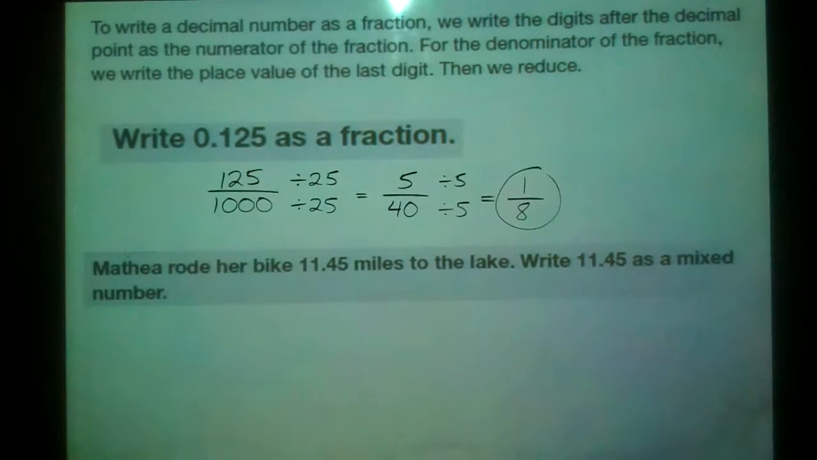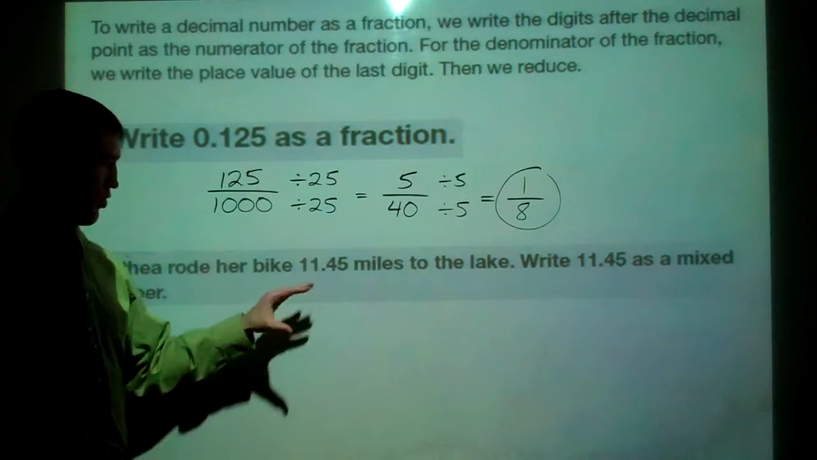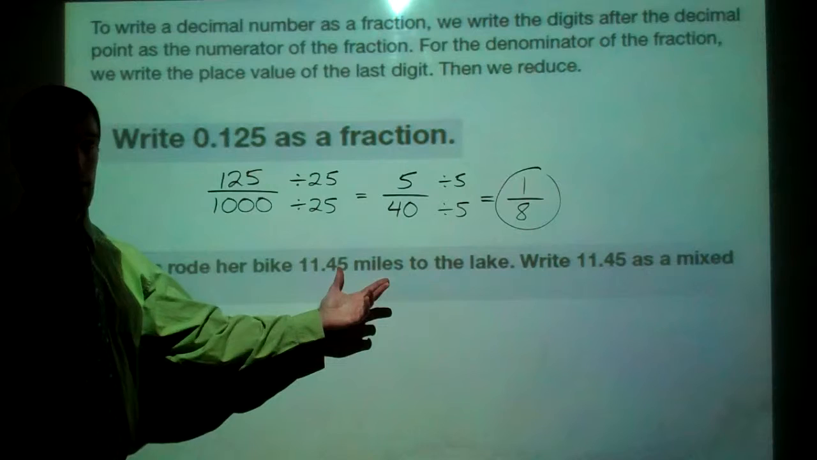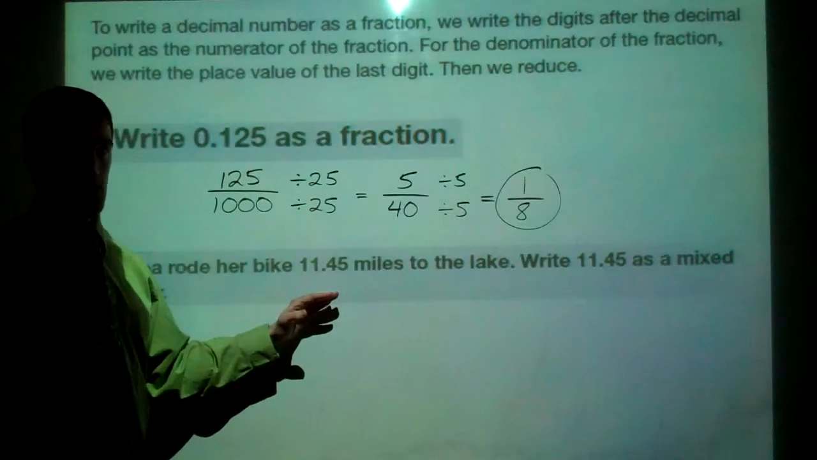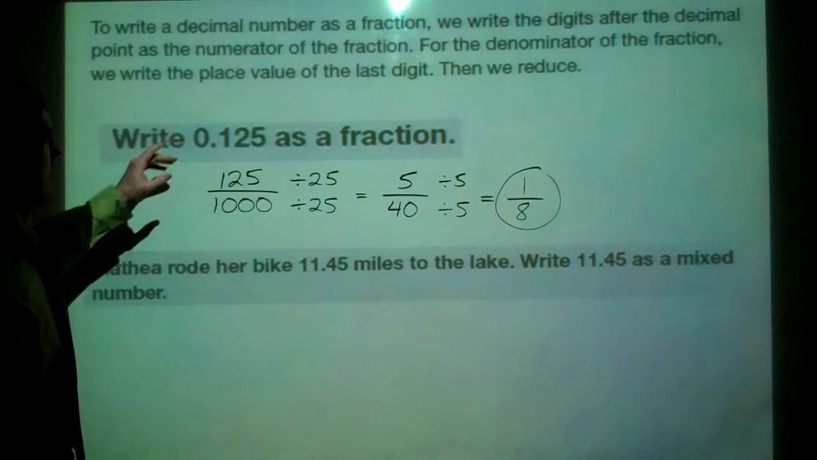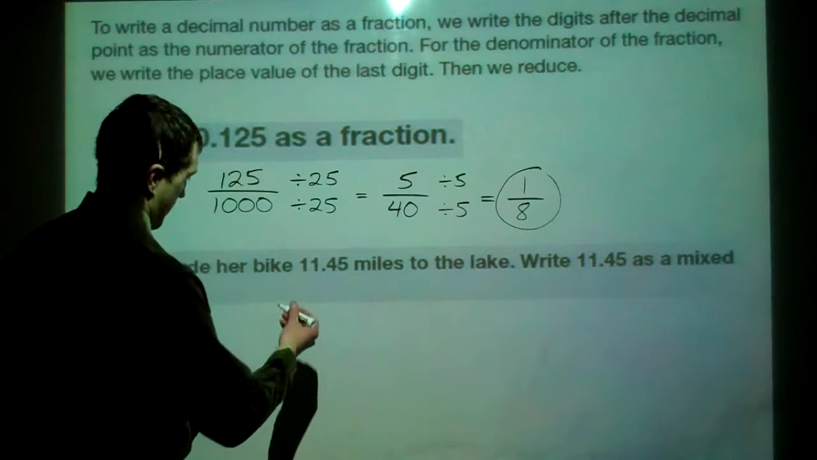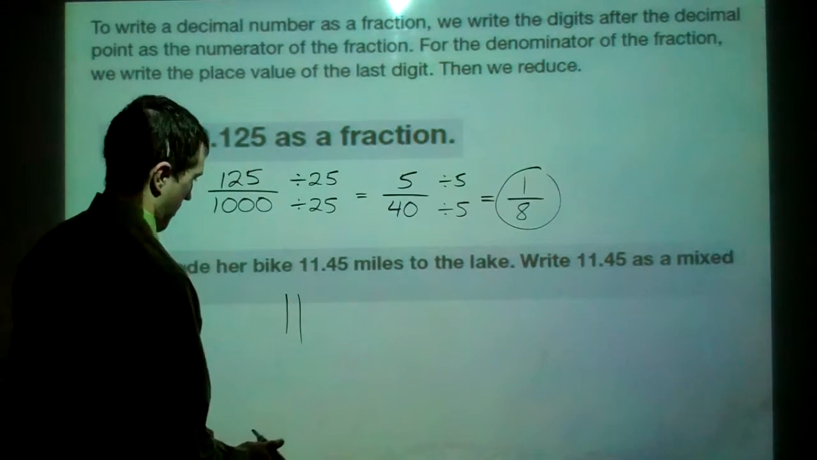Okay, let's take a look at this one. Mattia rode her bike 11.45 miles to the lake. Write 11.45 as a mixed number. Okay, so remember, 11 here, that's our whole number. We have a whole 11 miles in there, but we are not quite 12 miles. We're between 11 and 12 miles. And we only want to look at the number after the decimal place. So we're going to leave 11 right there. That's our big number.